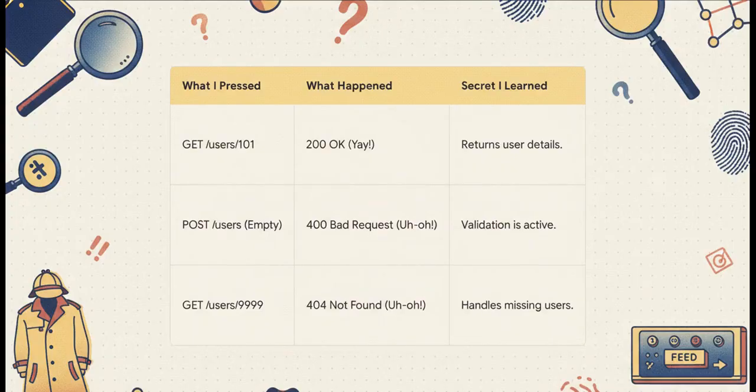The best way to do this is with a detective cheat sheet. It's super simple. We'll have one column for what I pressed, another for what happened, and the most important one, secret I learned. By filling this out, we're creating a map for anyone who wants to explore this mystery machine after us.